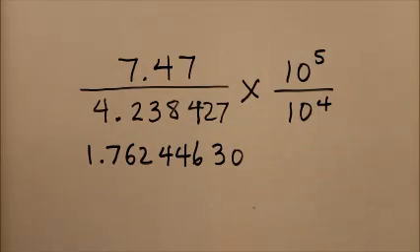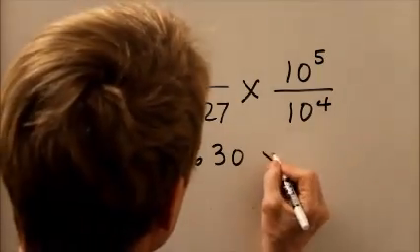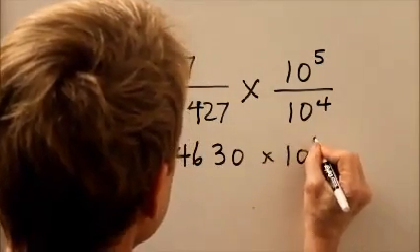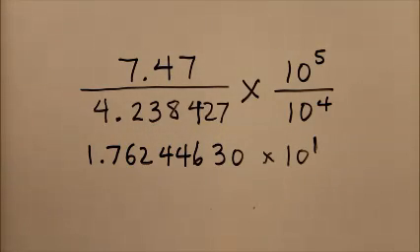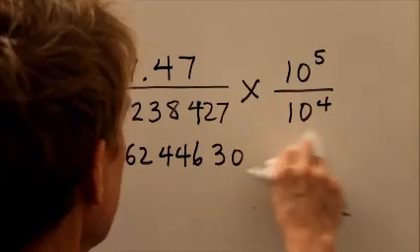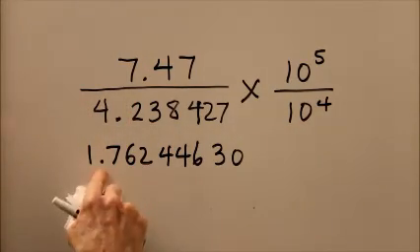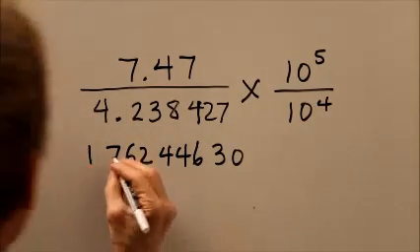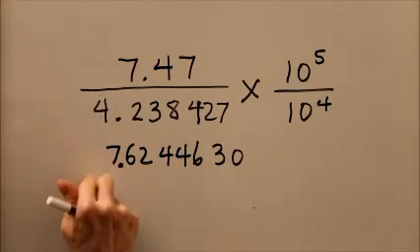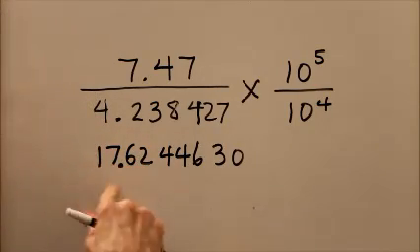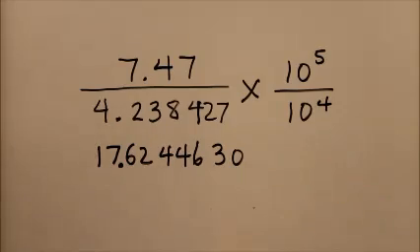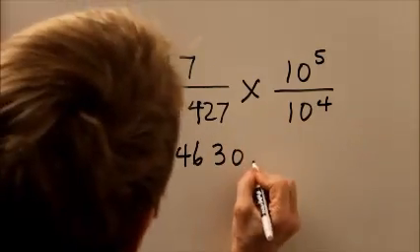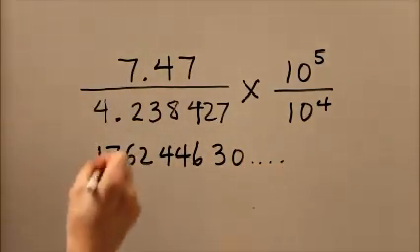Then we divide the powers of 10. When you divide powers of 10, you subtract. So we get 10 to the 5 minus 4 power, or 10 to the 1 power. Okay, well, when we multiply something by 10 to the 1, we just multiply it by 10. So we can move this decimal point over 1 like that. Now we get 17.6244630, and so on. And we don't need any power of 10 here.